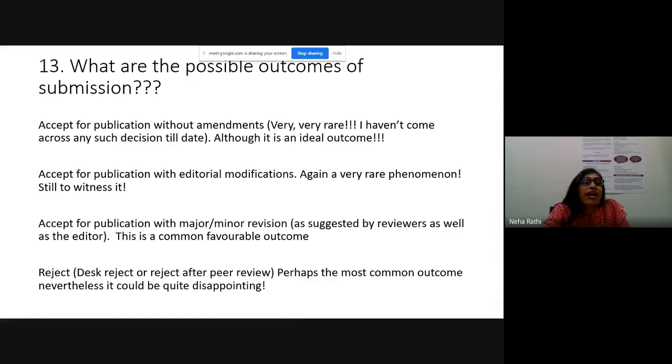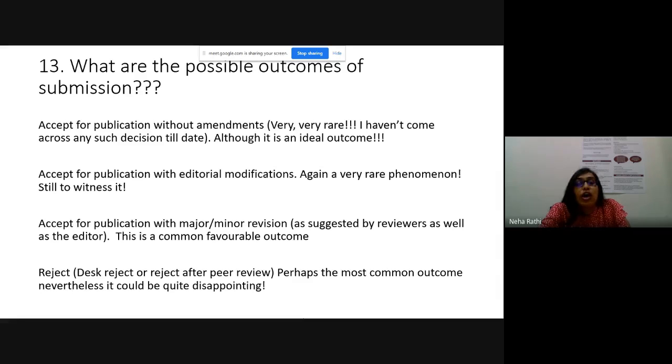Then we have acceptance for publication with a major or minor revision as suggested by reviewers. Reviewers will send you either a major revision or a minor revision, and they'll give their comments. This is a common favorable outcome. And if you have a minor revision, let me tell you, girls, it's one of the best things. If you have minor, it means the paper is of really good quality, because that's the reason you never got a major revision.